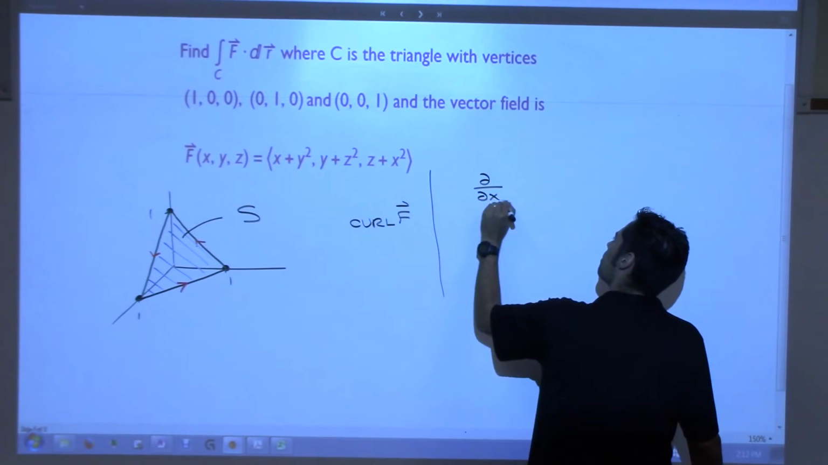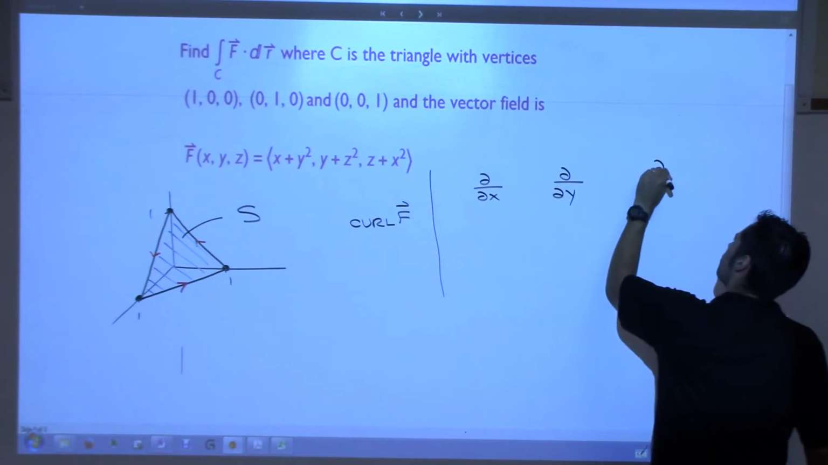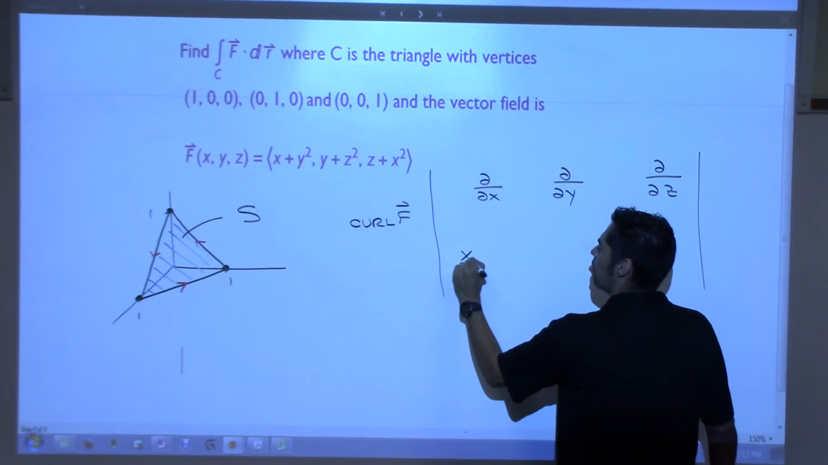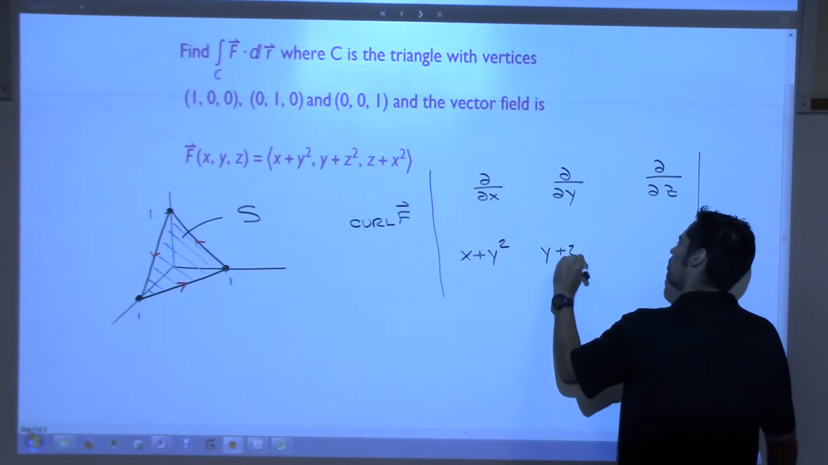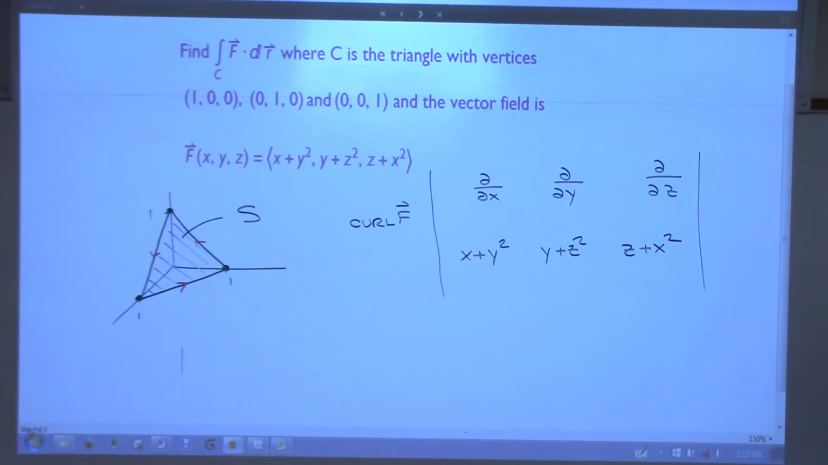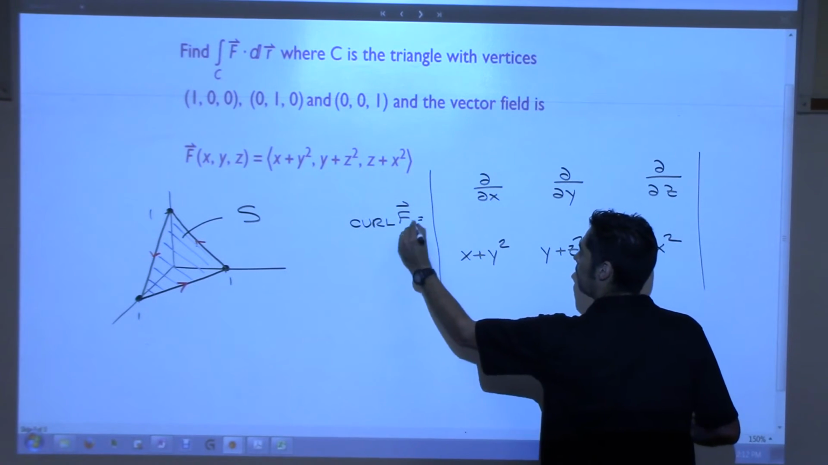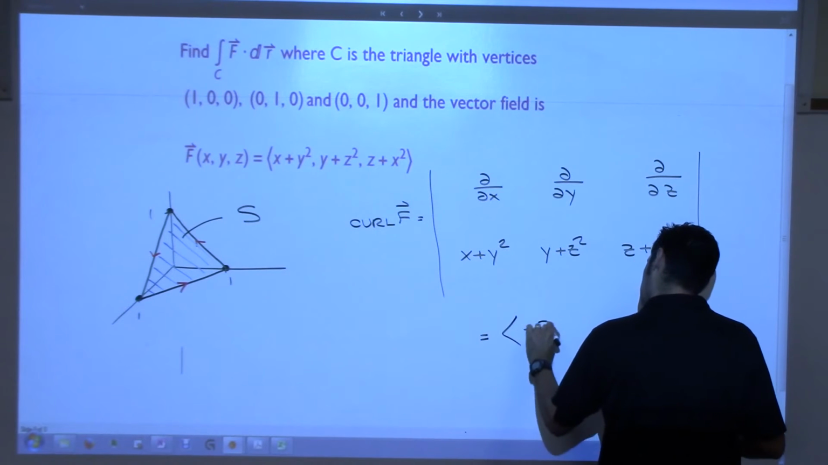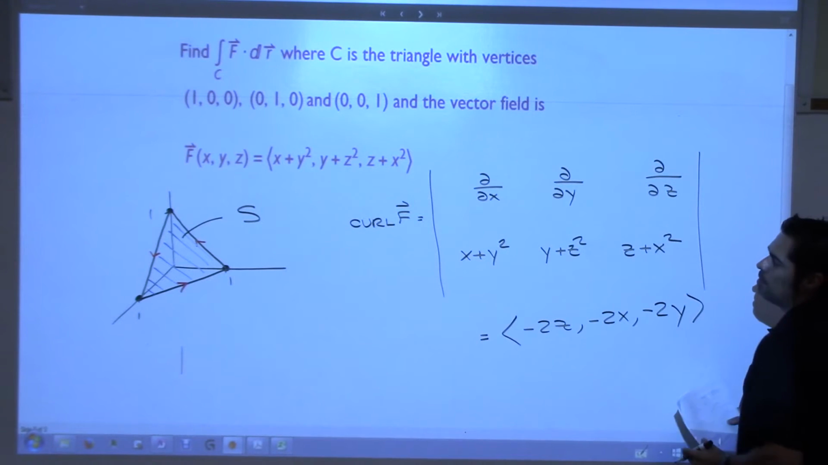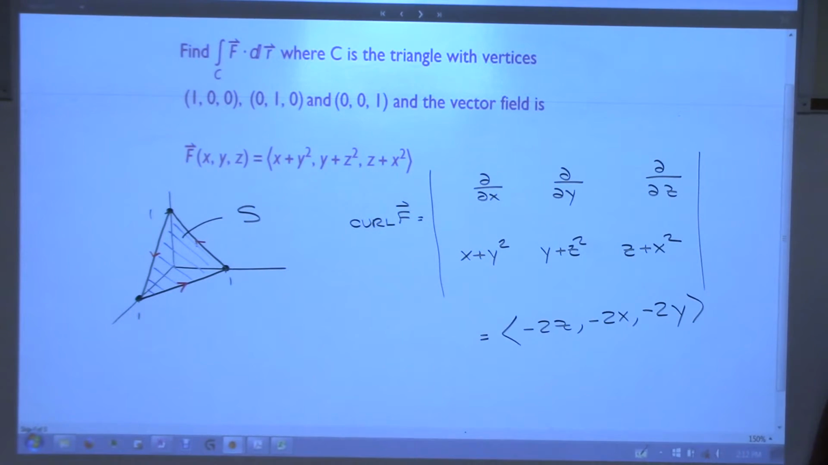Partial with respect to x, partial with respect to y, partial with respect to z, and x plus y squared, y plus z squared, z plus x squared. I'm going to let you do this on your own. You should get negative 2z, negative 2x, negative 2y. So there's our curl. It's not so bad when you work through it. All right. Good.